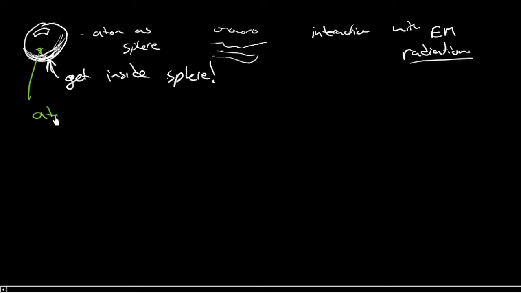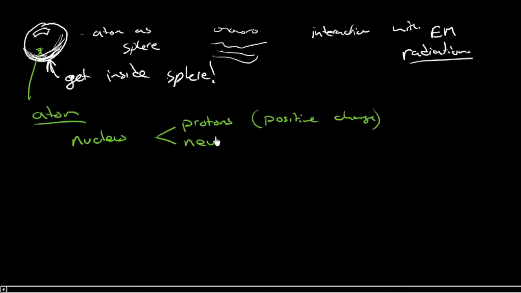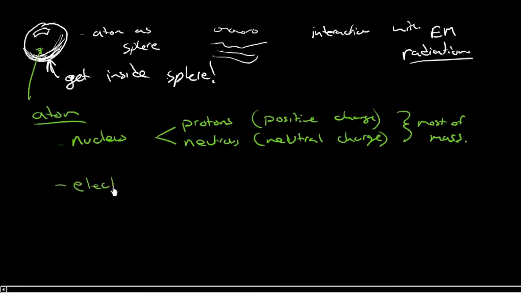So inside the atom, we've got a nucleus, and the nucleus contains protons, which are positively charged, and neutrons, which are neutral in charge, as the name implies. But this is most of the mass of the atom, essentially all of it. 1,000 times or so lighter than that is the electron. So most of the mass of the atom comes from the nucleus, and then orbiting around the nucleus are electrons. And the electrons have a negative charge.